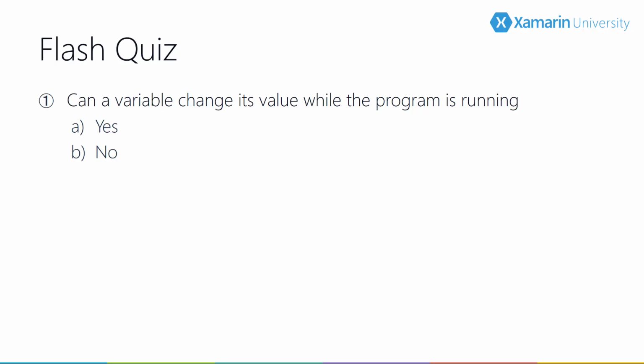So question number 1 is, can a variable change its value while the program is running? So if we think about this, remember, a variable is something that can change, right? So by definition, this answer is yes, a variable can most definitely change while the program is running.